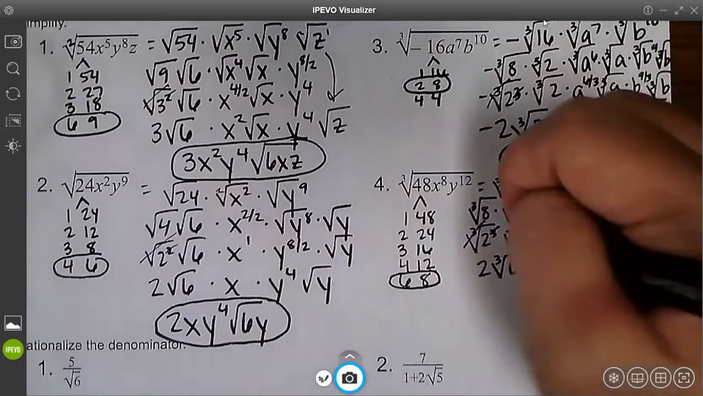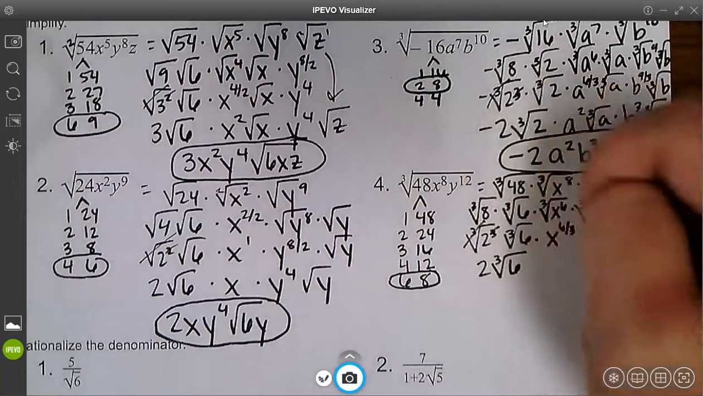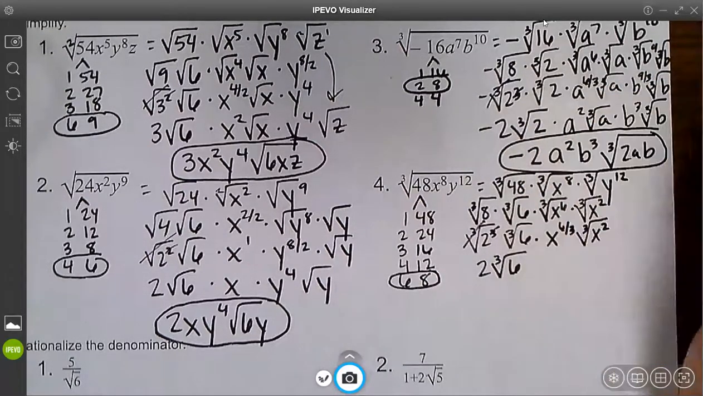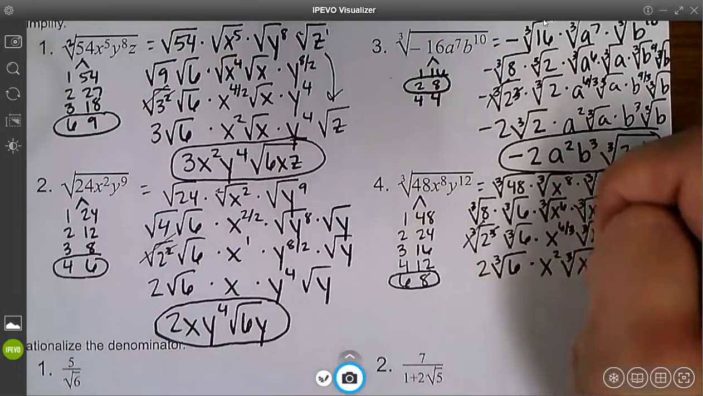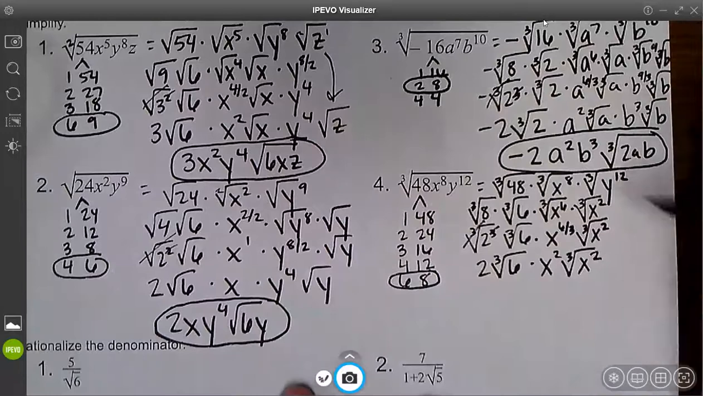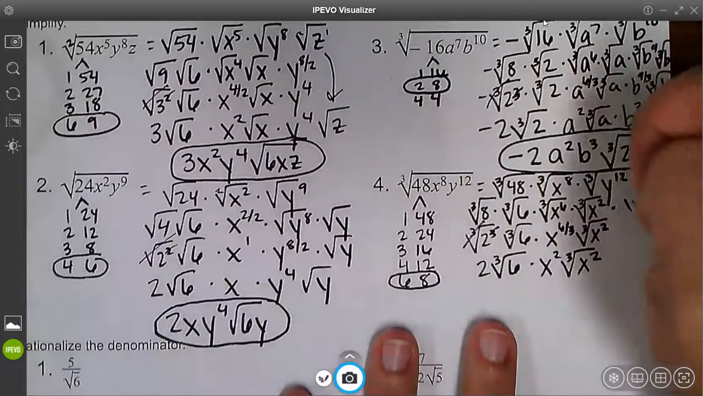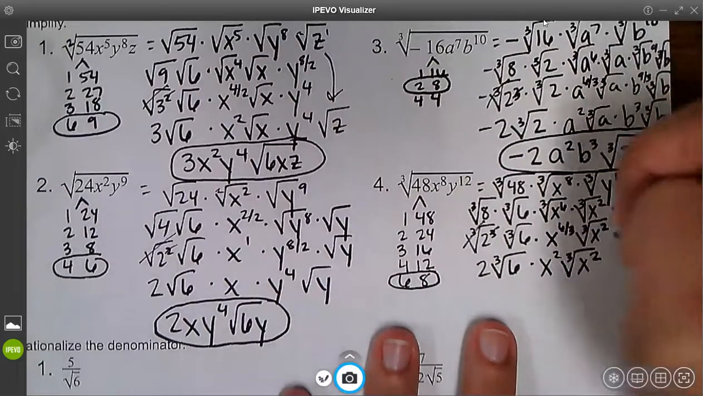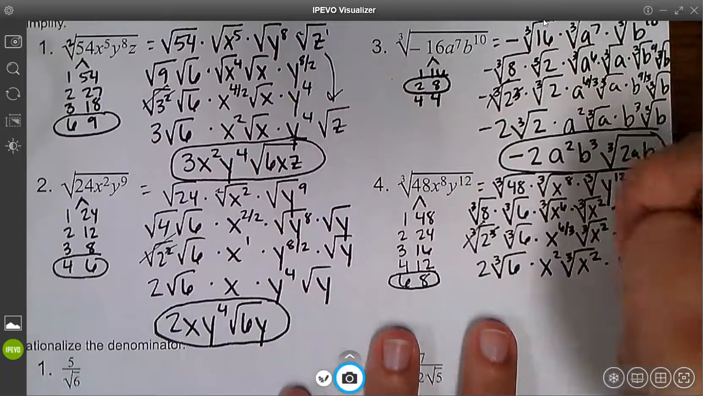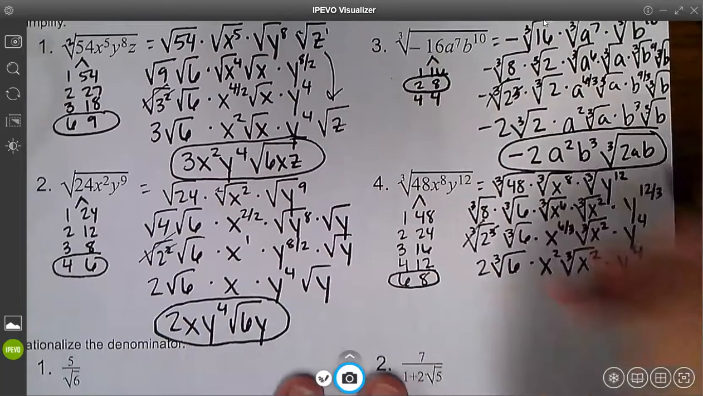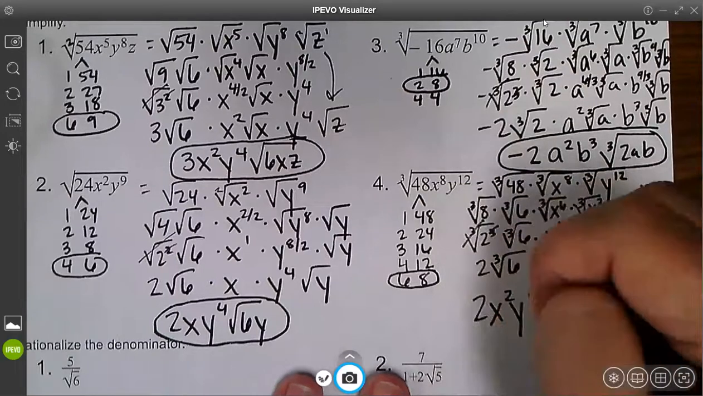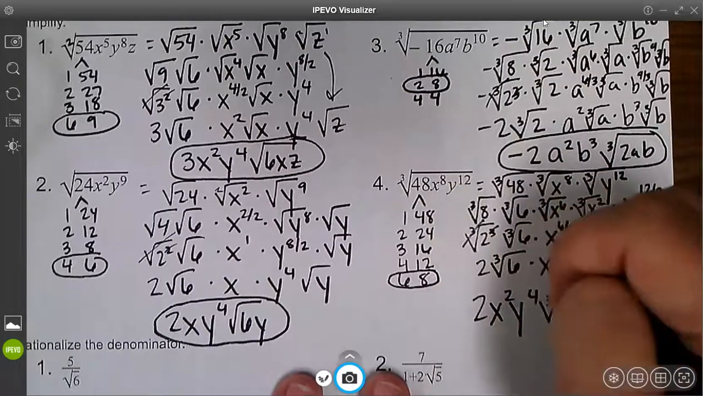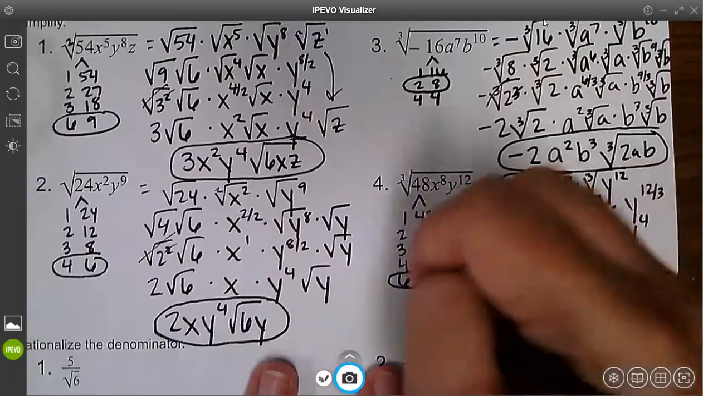Right here, rewrite it as a power over root. So I have x squared, cube root of x squared. Y to the 12th is divisible by 3, so I have 12 over 3, which is y to the 4th. And then just rewrite my answer. 2x squared, y to the 4th, cube root of 6x squared.